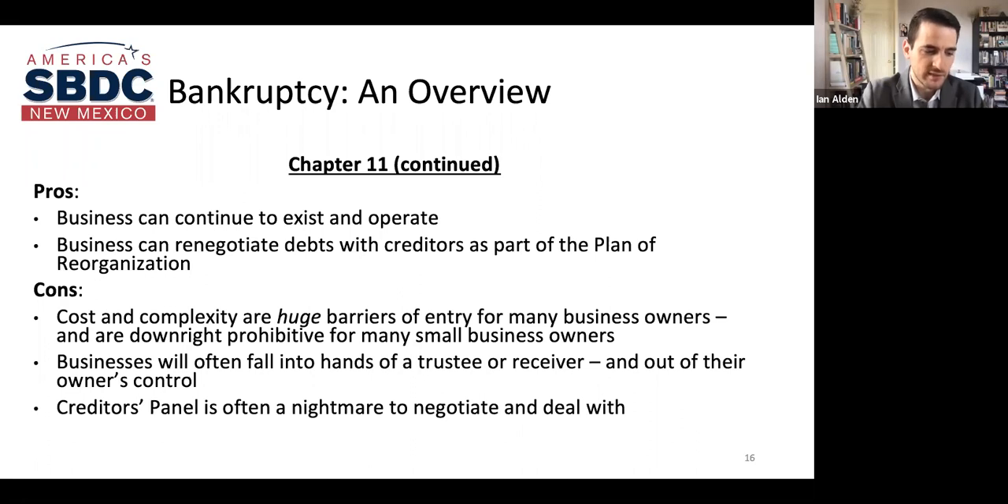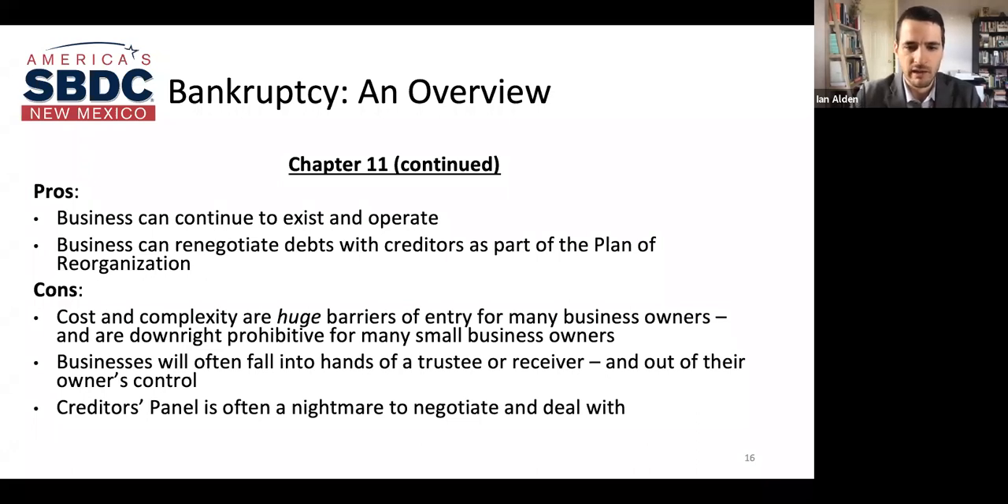There are extensive disclosure requirements that have to be made by the business, many of which need to be made on a monthly basis, which takes the work of sometimes multiple accountants to do. I mean, these disclosure forms are onerous. And so chapter 11, what was meant to be kind of a catch-all for businesses, really ended up being a tool of large corporations and a huge disadvantage for small businesses.